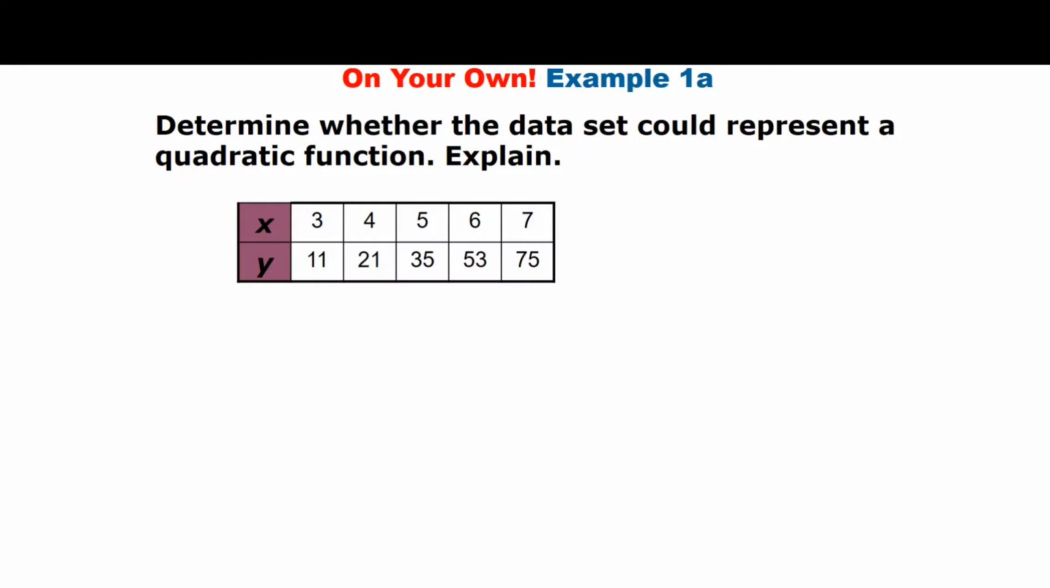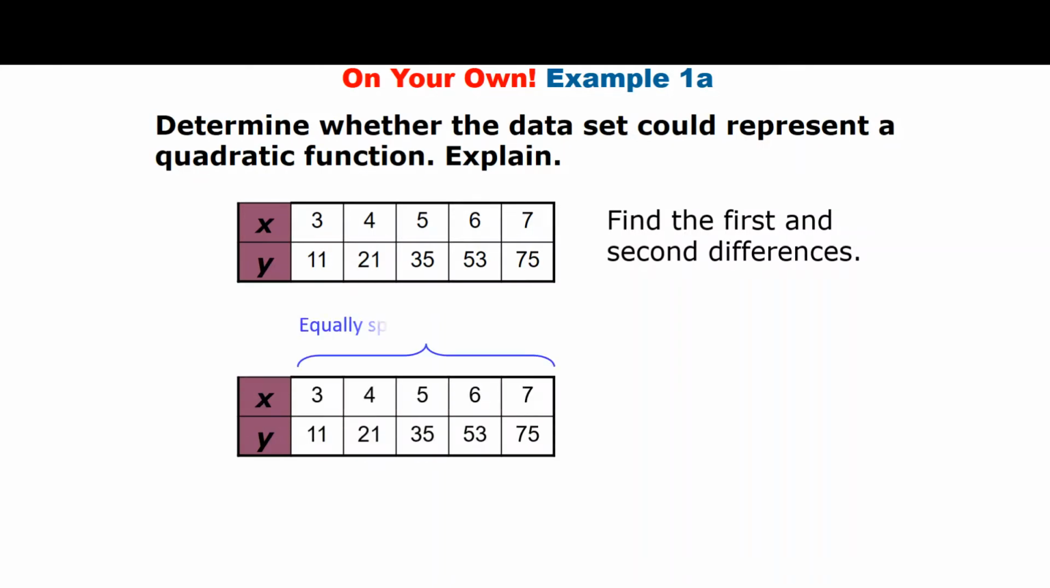Okay, hope that you were able to do that. So it says find the first and second differences. First of all, let's take a look at our x's and see if they are equally spaced. 3, 4, 5, 6, 7. Yes, they are equally spaced. So let's take a look at our first differences.